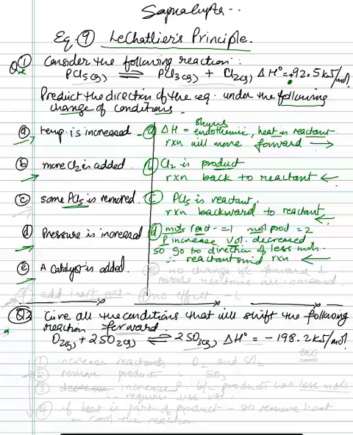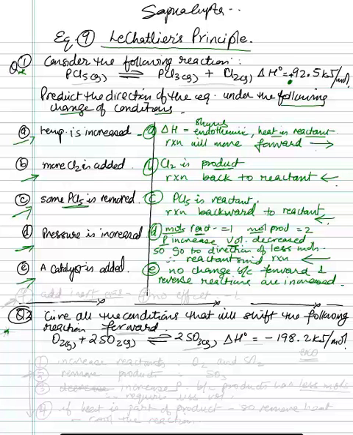Then the catalyst is added, and this is the easiest answer. There is no change, because the forward and reverse reactions are both increased. If both of them are increased, it doesn't really matter. So these are your 5 different things that we went over for Le Chatelier's principle.